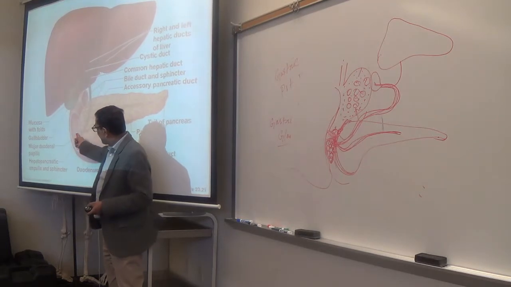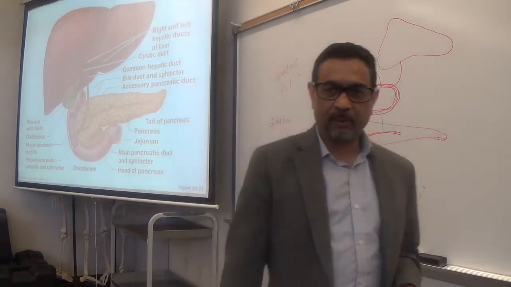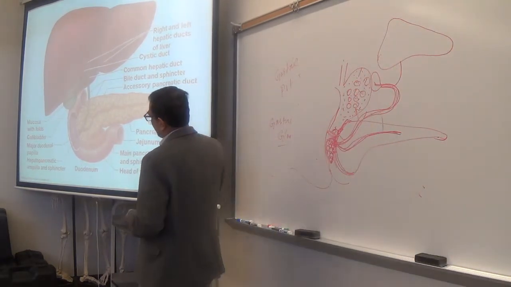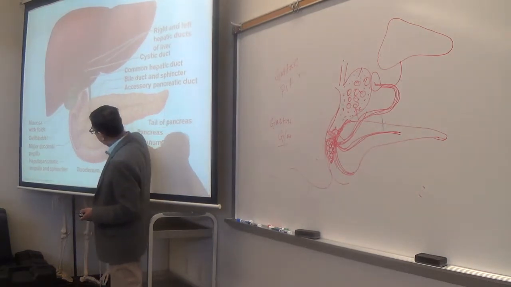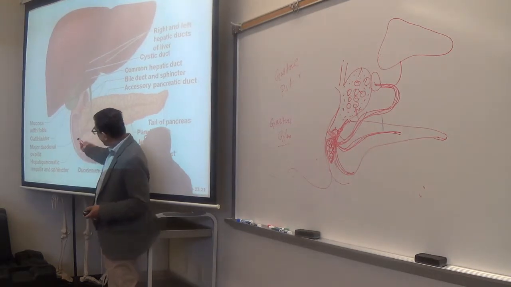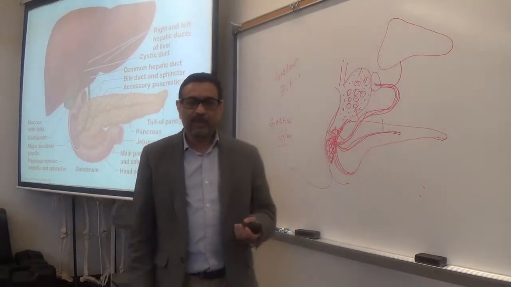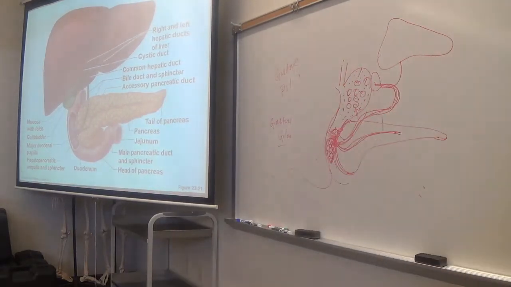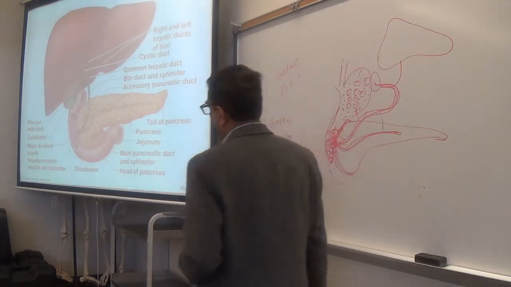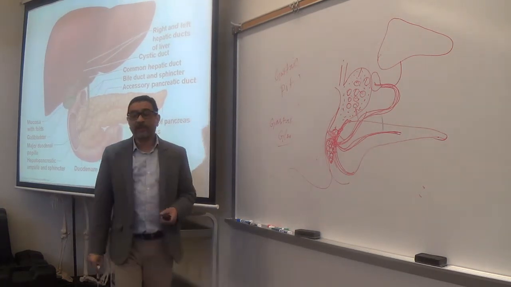This bigger one is called the major duodenal papilla, where the bile duct and main pancreatic duct enter. And this is the minor duodenal papilla, smaller, where only the accessory pancreatic duct enters. Anyway, that's how the juice from the pancreas and the bile from the gallbladder enter into the duodenum.